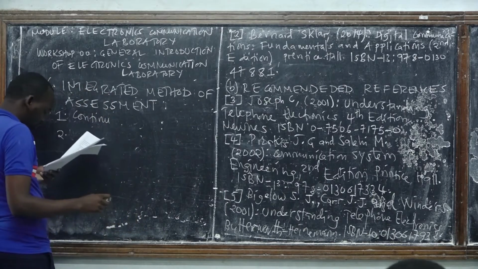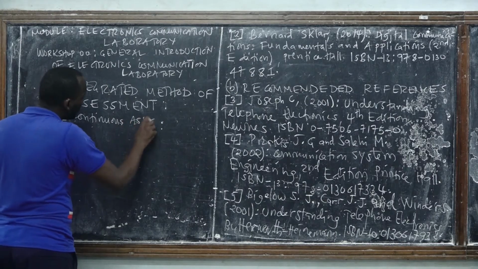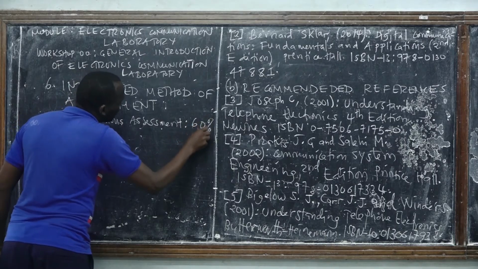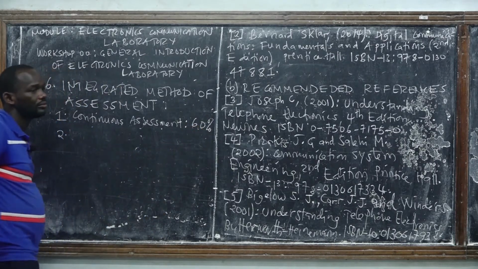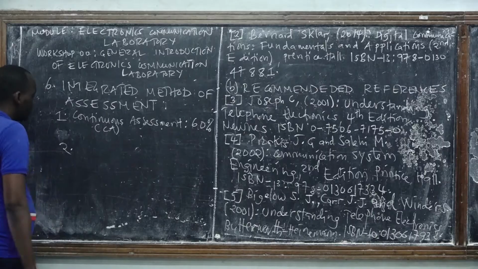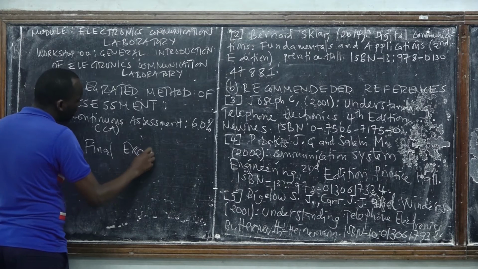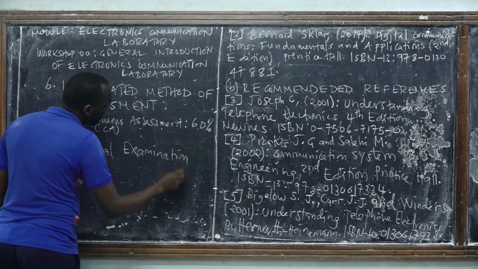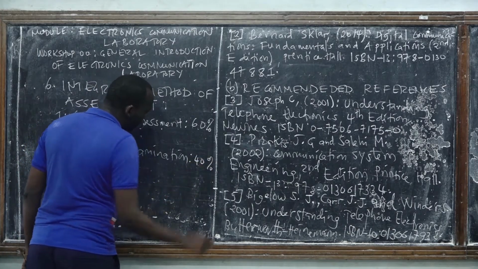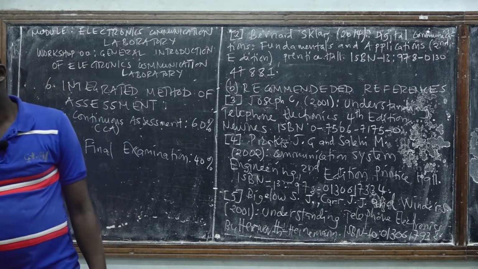The first one, we call it continuous assessment. The continuous assessment for this module is 60%, which in short we call CA. Then the second assessment is the final examination. The final examination for this module carries 40 marks, or 40%.